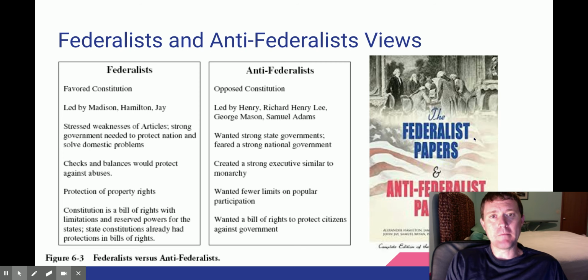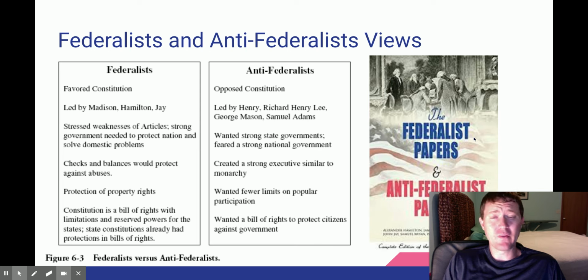But the Federalists are arguing that this new Constitution is good for the country. It is going to protect your liberties. It is going to create a stronger nation and a better nation. And you can see some specific arguments here.